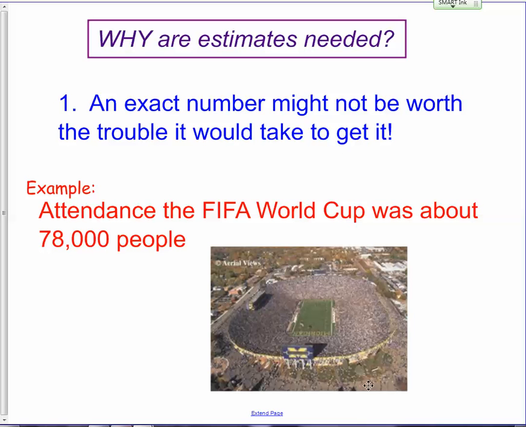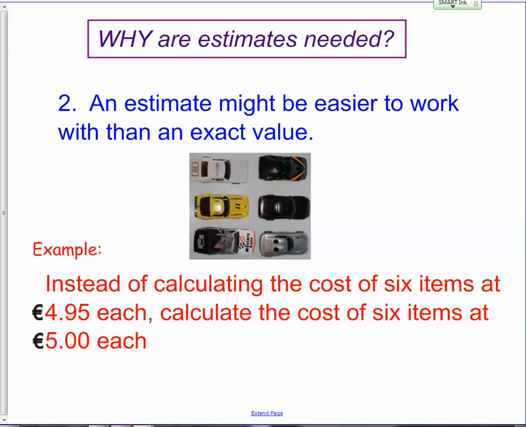For example, if I'm a sports reporter telling how many people attended the FIFA World Cup, I don't need to know down to the nearest 100 people. I could just say about 78,000 people, and that's worth it. It's too hard to get an exact count. A second reason is that an estimate might be easier to work with than an exact value.